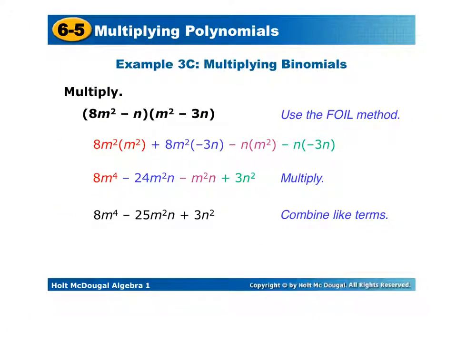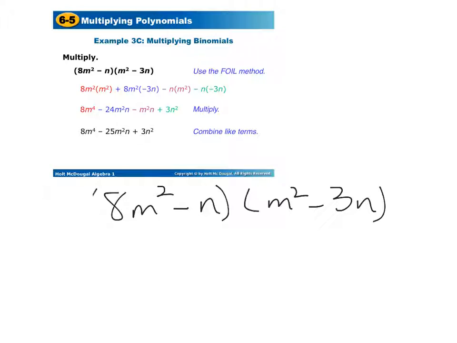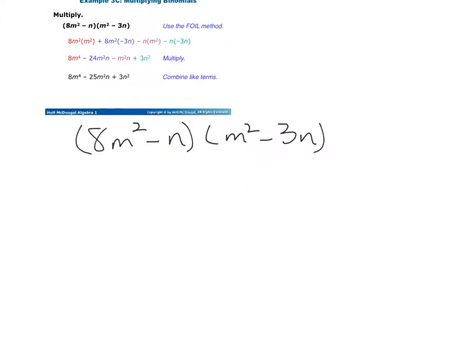Here are some binomials that are a little bit more complicated. We've got 2 letters going on here, but again, the process is the same. So let's try it. I have (8m² − n)(m² − 3n), and now I'm going to FOIL.